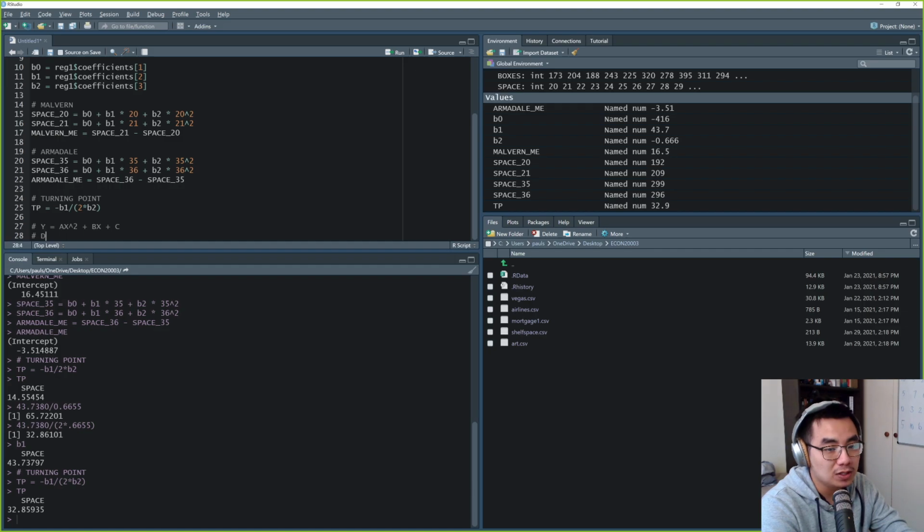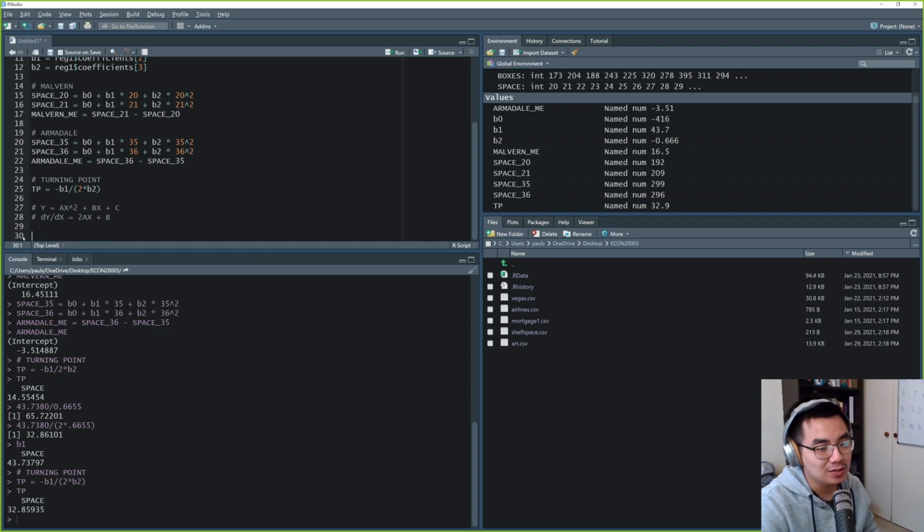So remember that if you have y equal to ax squared plus bx plus c, then your derivative, dy/dx, is equal to 2ax plus b. That gives you the instantaneous gradient at any point. You've probably seen this in high school as well, so I won't need to explain what a derivative is. In this case, your derivative, d boxes d space, is given by beta 1 plus 2 beta 2 times space.